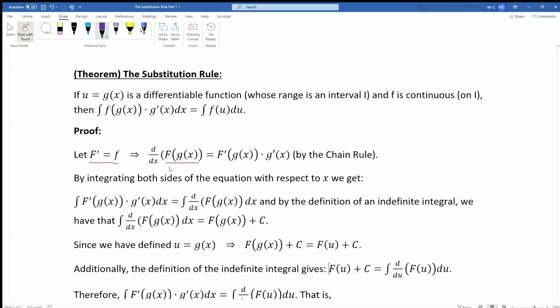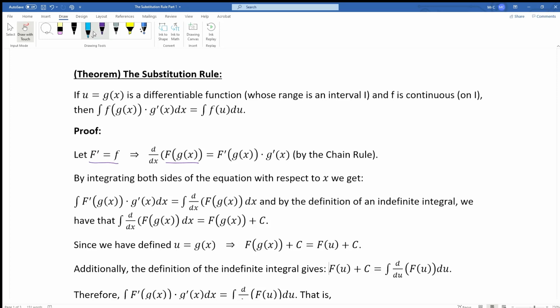So by integrating both sides of the equation with respect to x, what's going to happen here? Well, we're going to get the integral of cap F prime of g of x times g prime of x dx equals the integral of the derivative of cap F of g of x dx. So all we've done here is change the way we've formulated this statement a little by integrating both sides.